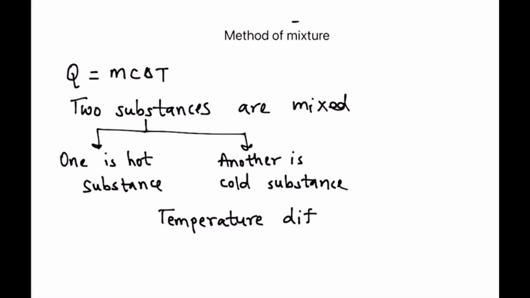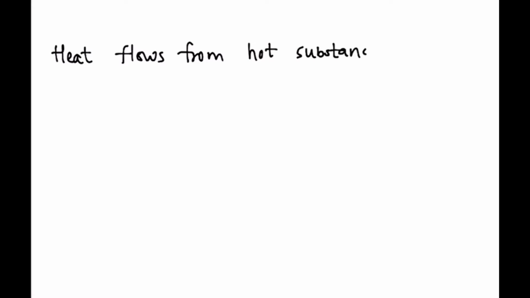We are generating a temperature difference, which is essential for heat to flow, because we know that heat flows from a hot substance to a cold substance, or from high temperature to low temperature. So because of the temperature difference, heat flows from the hot substance to the cold substance.